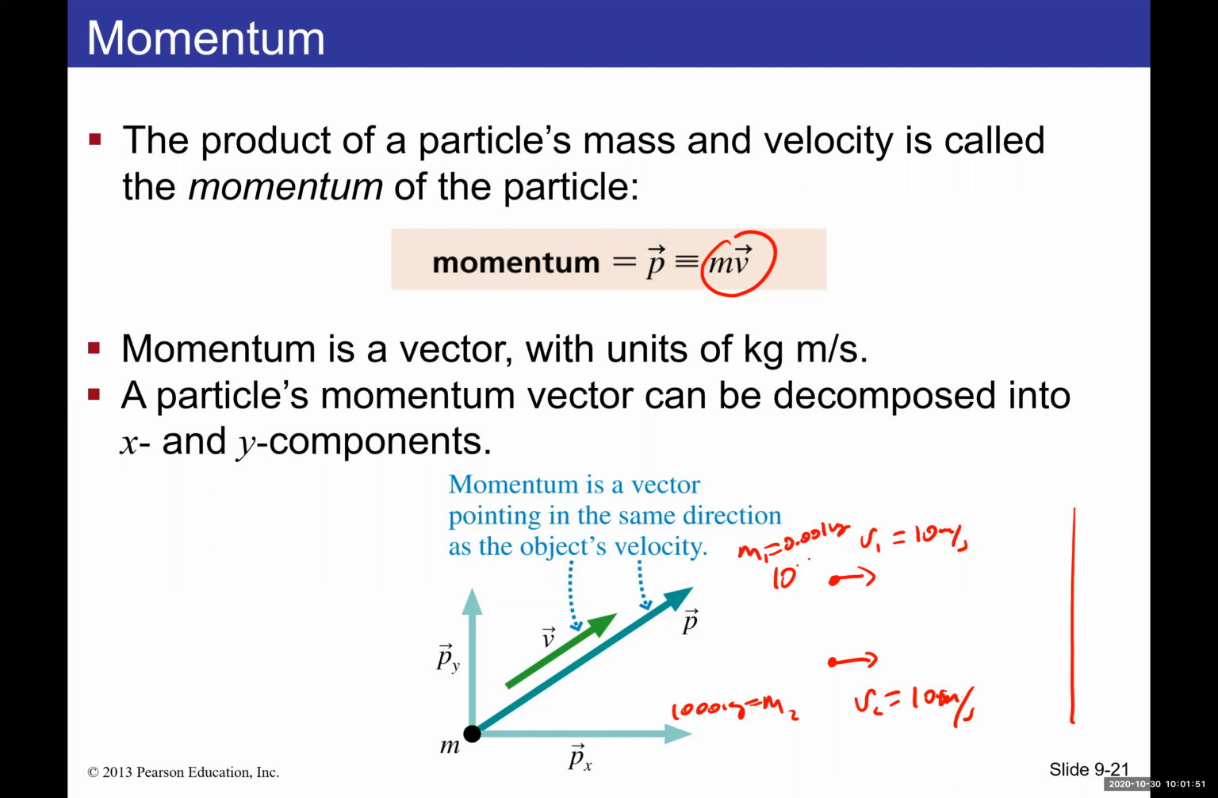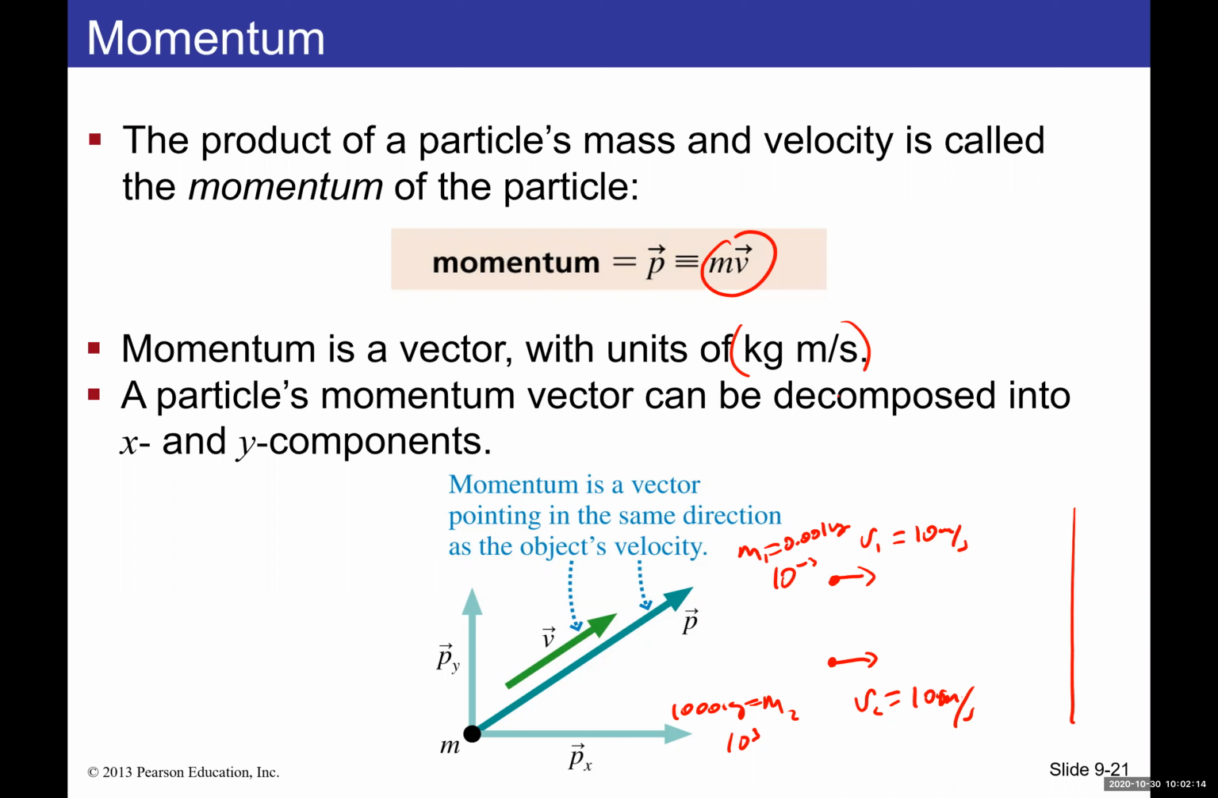Because this is like 10 to the negative 3. This one is 10 to the 3. The difference is almost 10 to the 6. So you get a much bigger difference in momentum. And that's what we have. So momentum is defined as the mass of the object in kilograms times the velocity of the object in meters per second. So the units are kilograms times meters per second.